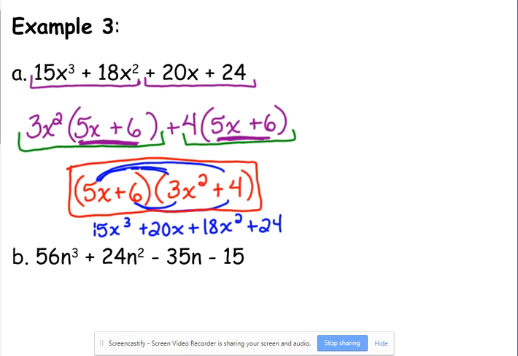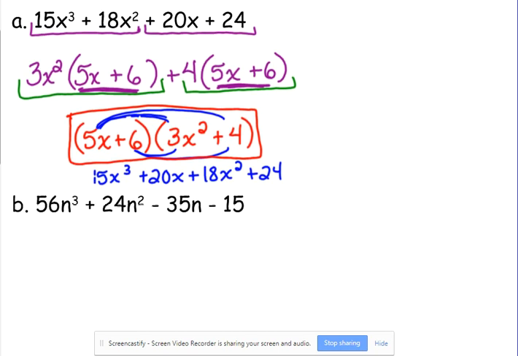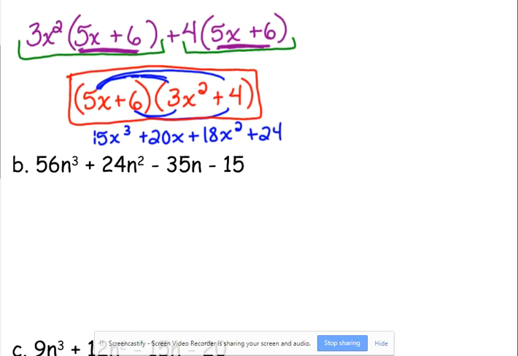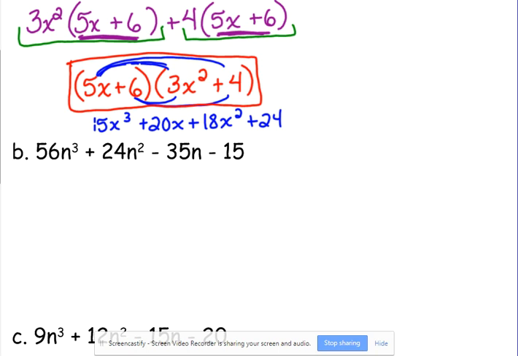Okay? So, not that hard, it's just different from anything we've done. Let's do another one. Example B, 56n cubed plus 24n squared minus 35n minus 15. Four terms, highest exponent's 3, so let's pair them up.